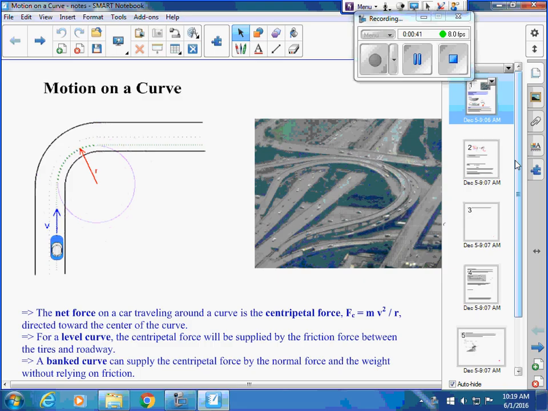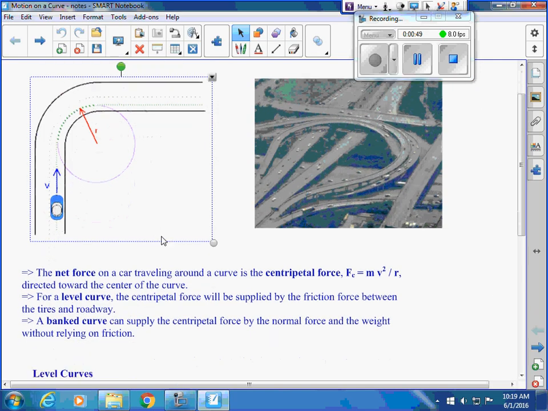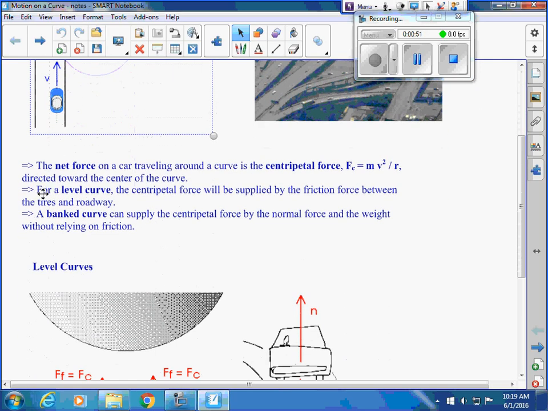So the net force on a car traveling around a curve is the centripetal force, which is Fc equals mv squared over r. We've looked at that. And it's directed toward the center of the curve. For a level curve, the centripetal force will be supplied by the friction force between the tires and the roadway. So as you go around a level curve, say even just driving in town, as you make that left turn, or even on those roundabouts in Europe, it's friction that supplies the centripetal force.